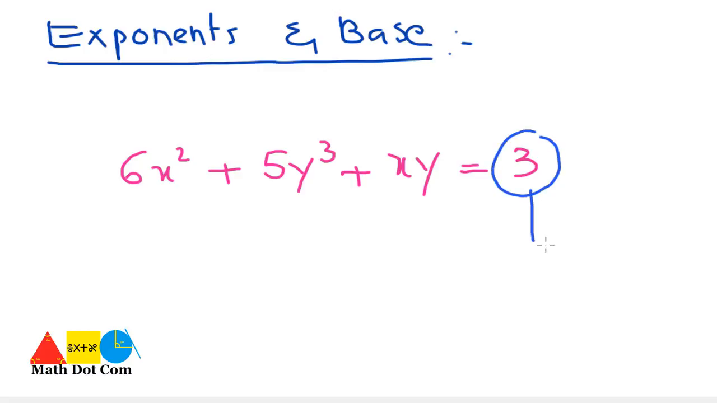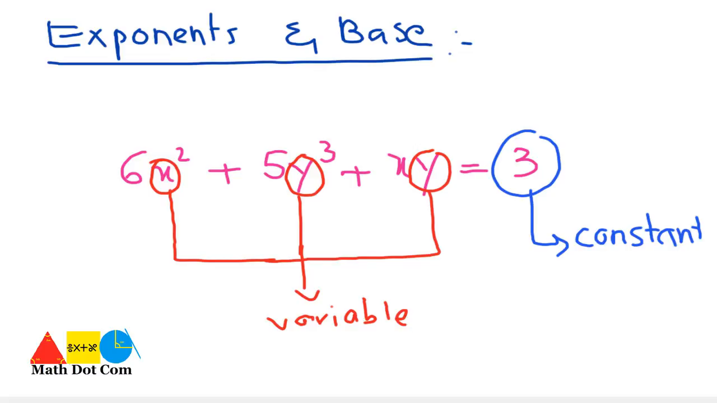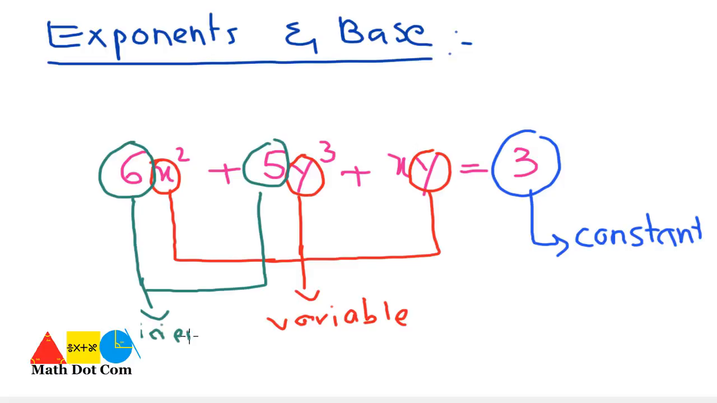Start from the constant. This is a constant. Okay, yes, it is a constant. Now come towards the variables. We have the variables here, x and y. These are the variables. Then what we have after this are the coefficients, that is 6 and 5. These are the coefficients. Now, what are the exponents and base here?